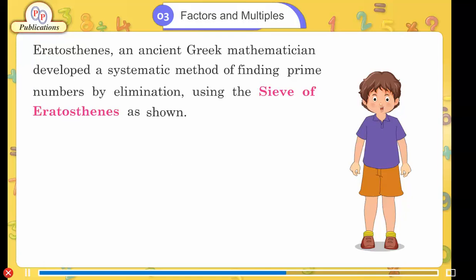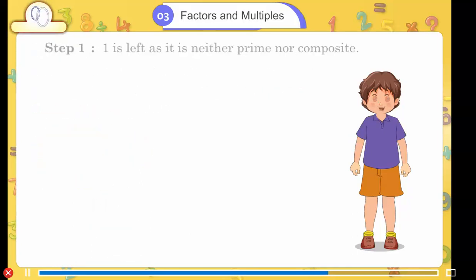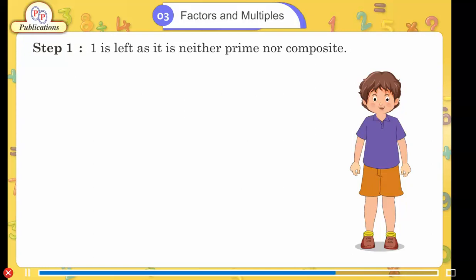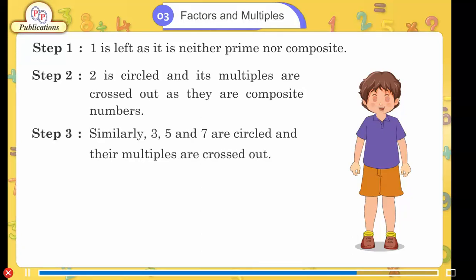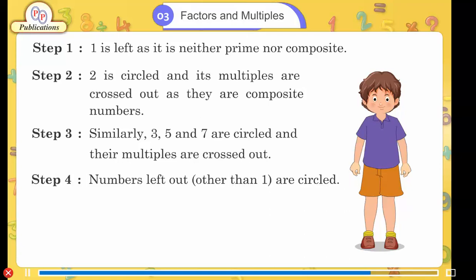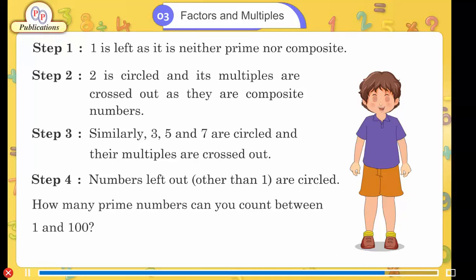Eratosthenes, an ancient Greek mathematician, developed a systematic method of finding prime numbers by elimination using the sieve of Eratosthenes, as shown. Circled numbers are prime numbers. Crossed out numbers are composite numbers. Step 1. 1 is left as it is neither prime nor composite. Step 2. 2 is circled and its multiples are crossed out as they are composite numbers. Step 3. Similarly, 3, 5 and 7 are circled and their multiples are crossed out. Step 4. Numbers left out other than 1 are circled. How many prime numbers can you count between 1 and 100?